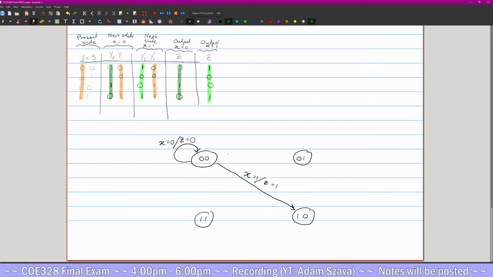Let me color code this a little bit. I love color coding. These colors are not helpful anymore. So we're here, that's our state 00. The fact that the next state is 00 when X is 0, and the output is also 0 in that case, is that blue arrow. And this orange bit is this.